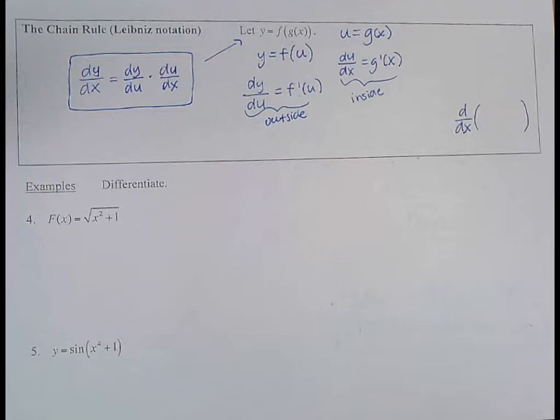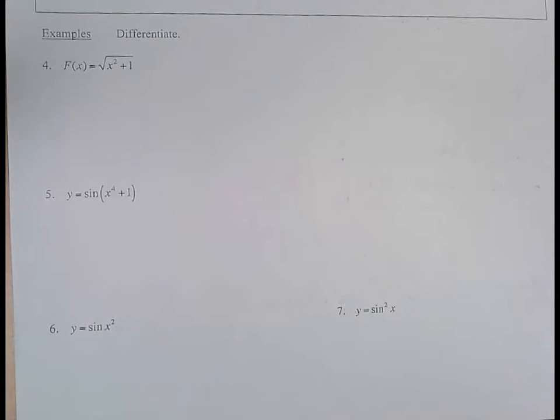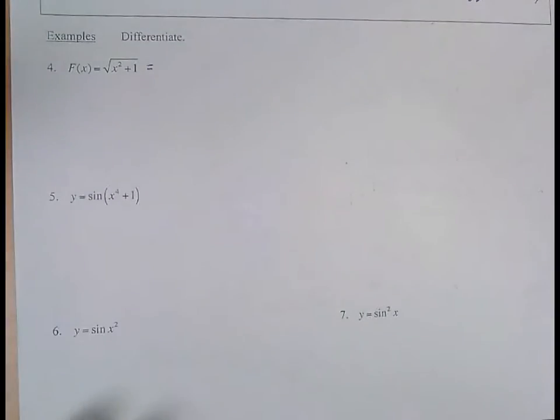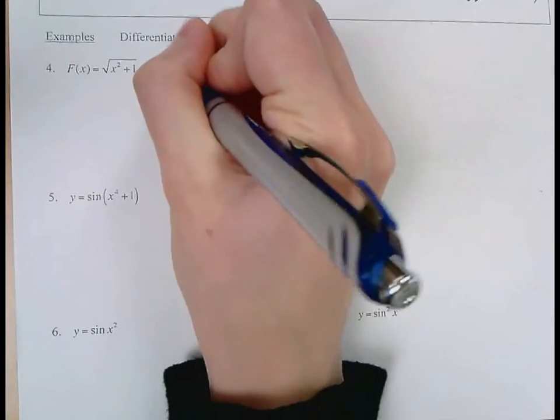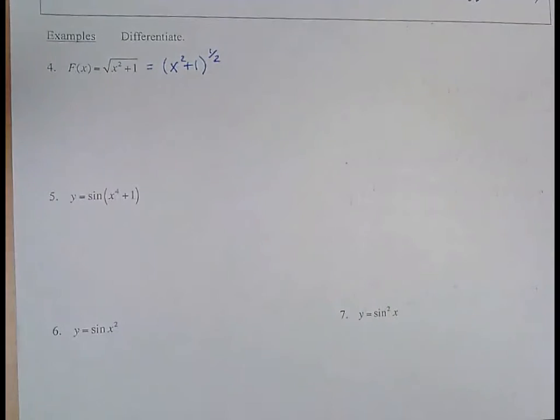Okay, here are more examples that may or may not look like the first three we went through. Okay, so yes, for number 4, f of x is the square root of x squared plus 1. This you can rewrite as x squared plus 1 to the 1/2 power. Now it does look like examples 1, 2, and 3.